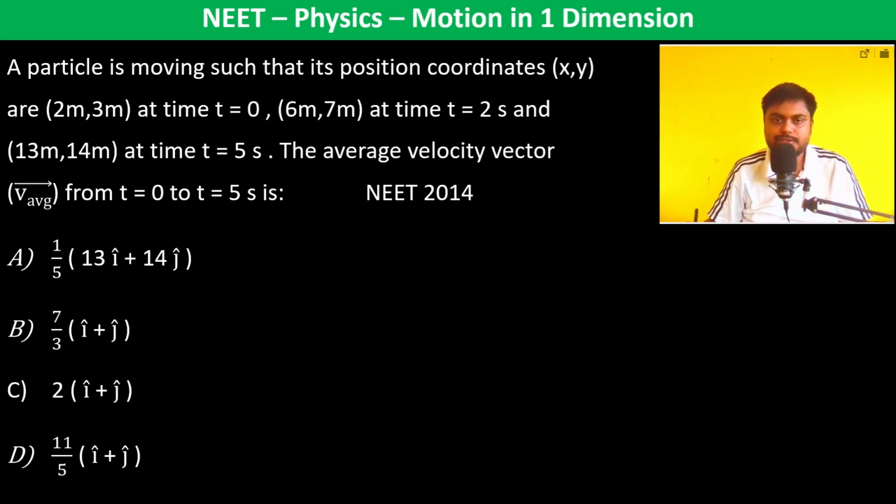The particle is moving so that its position coordinates x, y are 2 meter, 3 at t equals 0, 6, 7 at time t equals 2, and 13, 14 at time t equals 5 seconds. The average velocity vector from t equals 0 to t equals 5 seconds. So the position, okay, so what is the displacement?